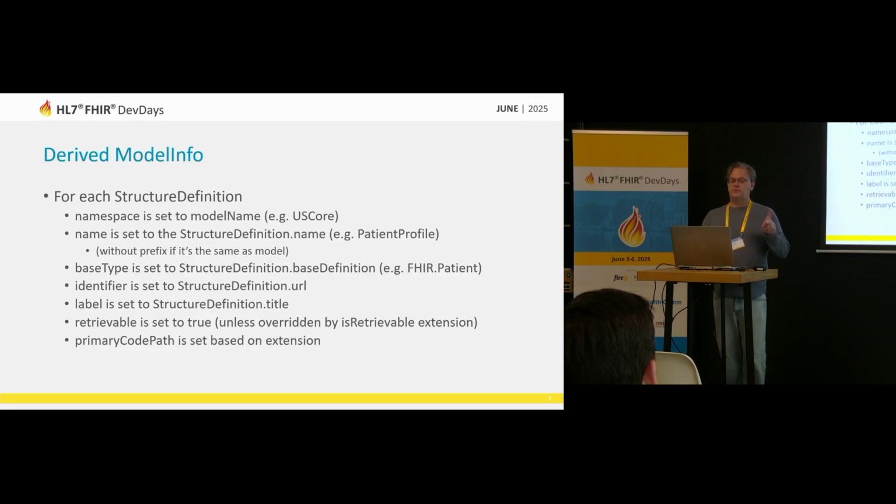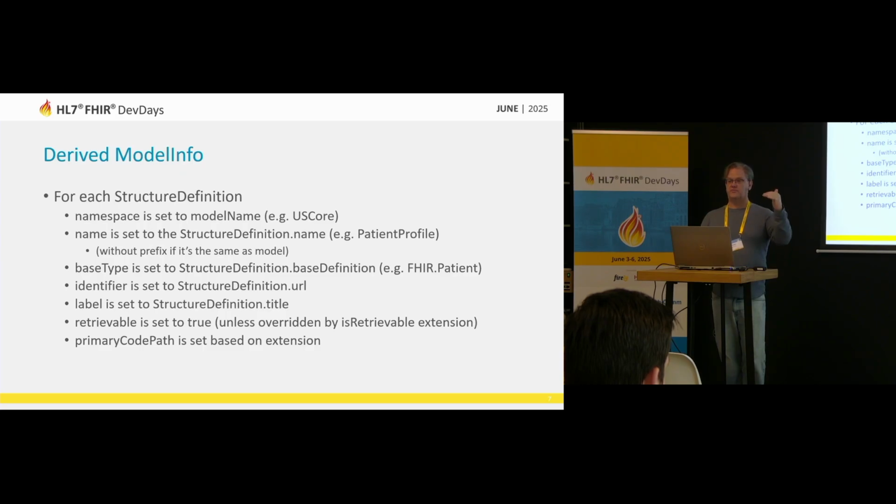There are two main approaches to generating this model info. One is the derived model info, and the other is flattened. So we'll talk about derived first. Basically, going through a derived model info, you set the namespace name to the model name, like US Core.